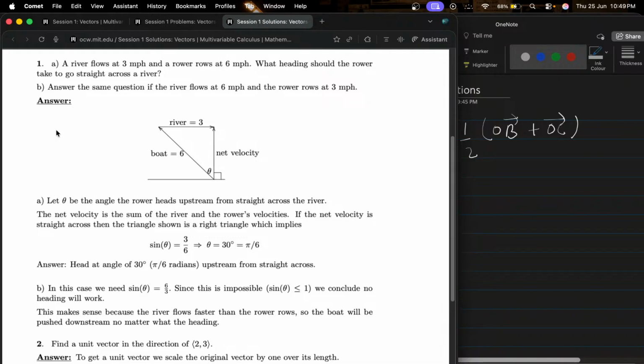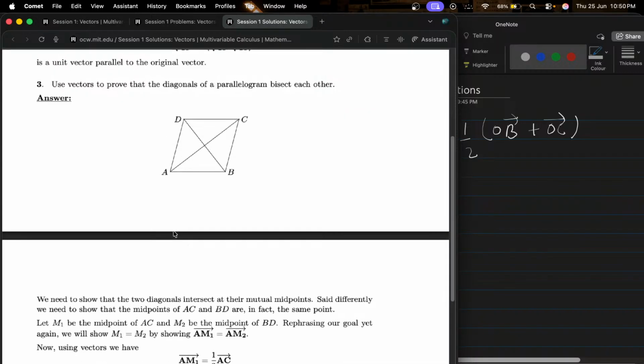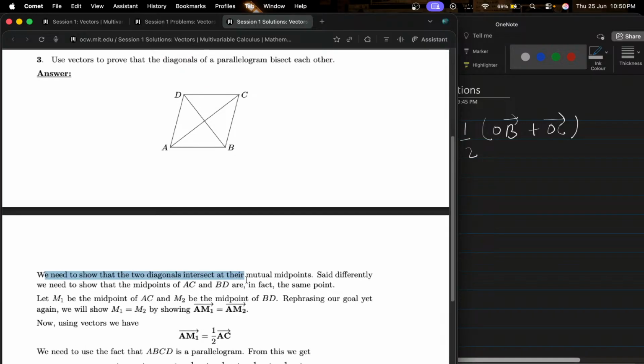Okay, we'll just skim through the proving wala problems because I don't want to spend a lot of time on these proof kind of problems. It will help me to understand the problem, but I can skim through it, I think. And the problems which we can solve, we will solve. So let's see. Let's intersect at the mutual midpoints.